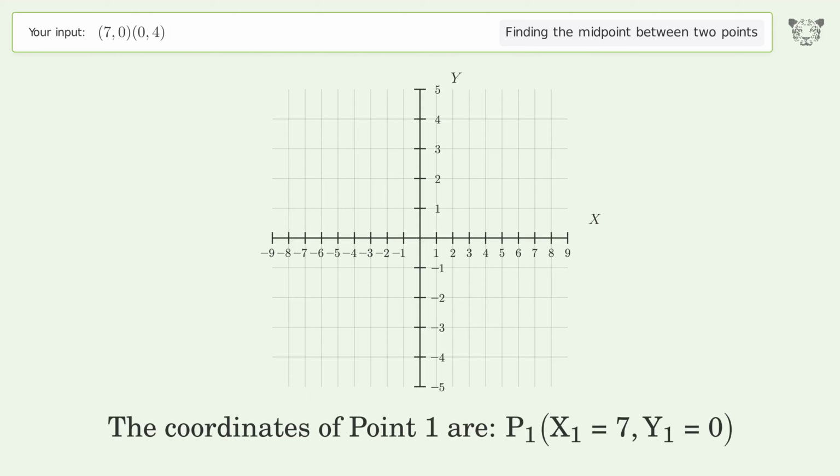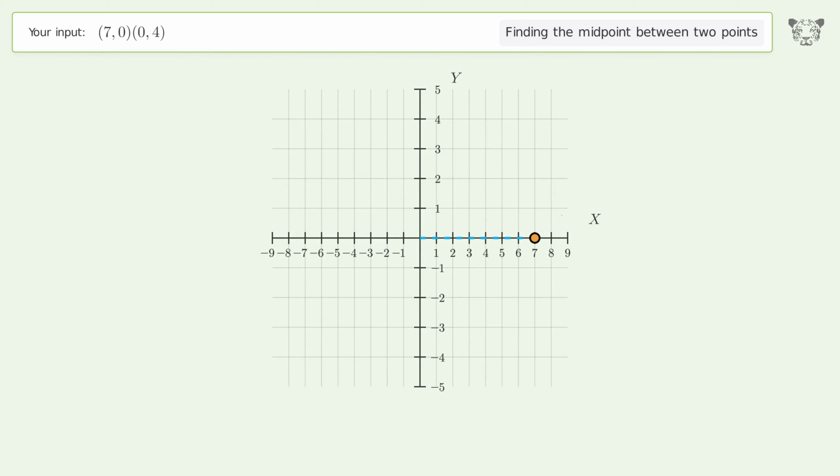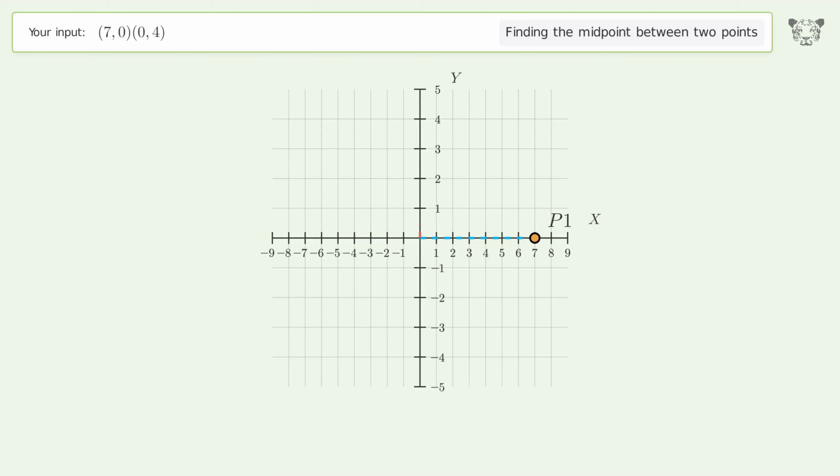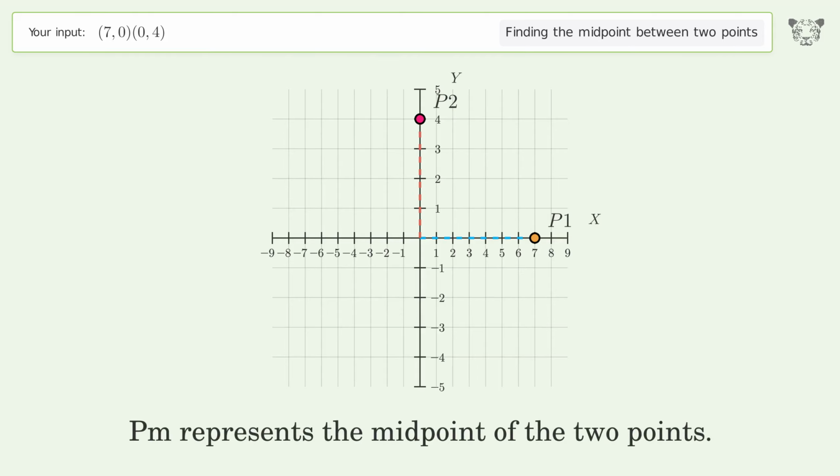The coordinates of point 1 are, x1 equals 7, y1 equals 0. The coordinates of point 2 are, x2 equals 0, y2 equals 4. PM represents the midpoint of the 2 points.